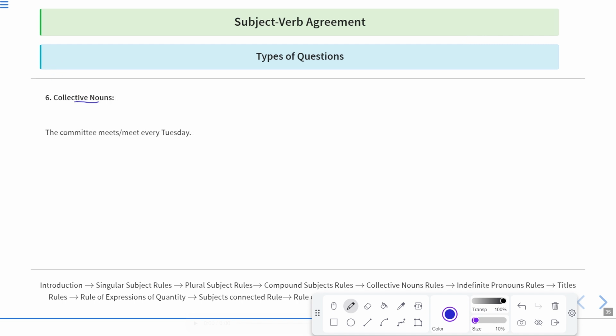The next question is of collective nouns. The committee meets or meet every Tuesday. Now committee is singular over here. So meets will come. Okay, so the committee meets every Tuesday. Now let us move to the next one.